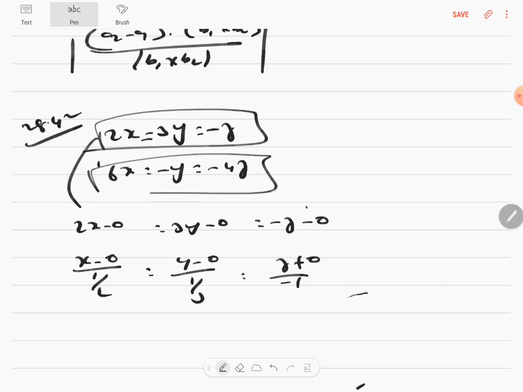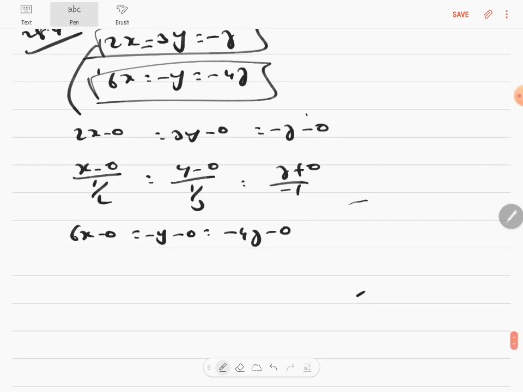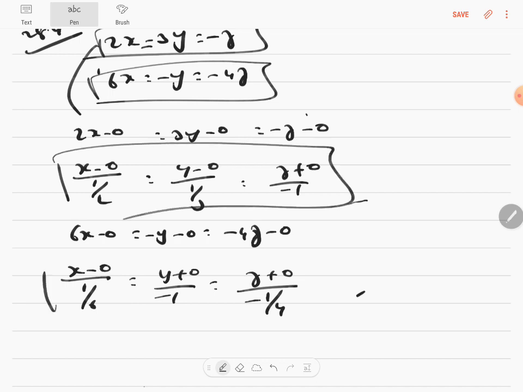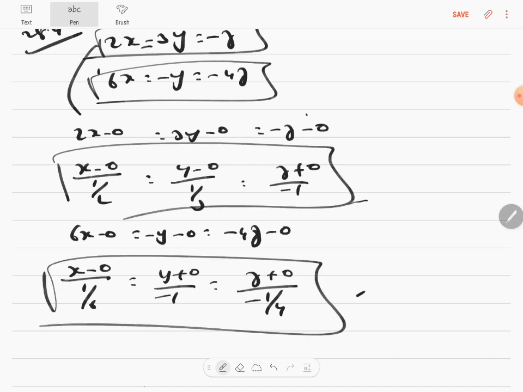The second equation also should be converted. It's 6x minus 0 is equal to minus y minus 0 is equal to minus 4z minus 0. So you have to go dividing throughout by 6, both the numerator and denominator by 6. Minus can be taken out: (y plus 0) by minus 1 is equal to minus throughout can be taken out, minus 4 itself can be taken out, (z plus 0) by minus 1 by 4. Thus you convert this equation into an ordinary form.